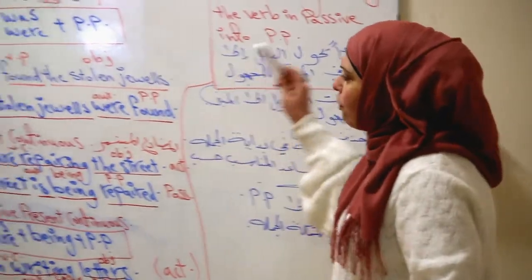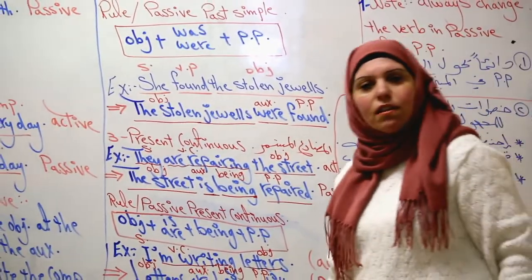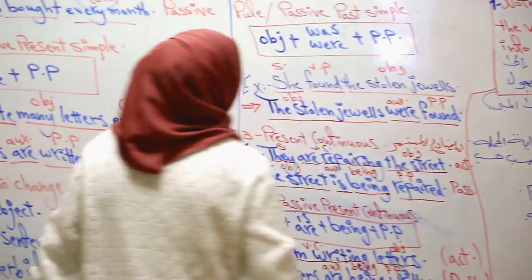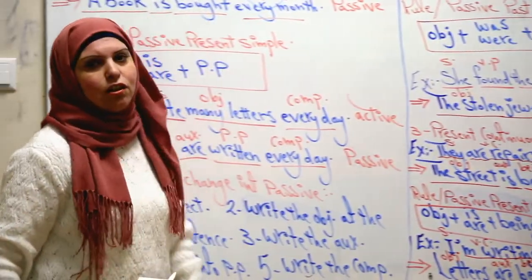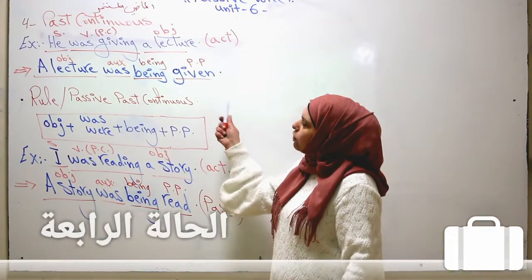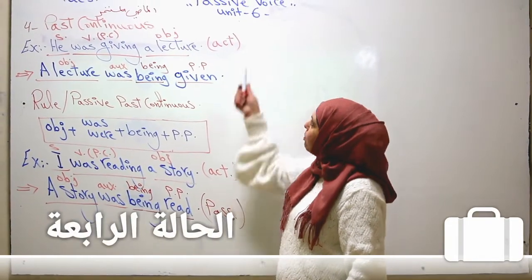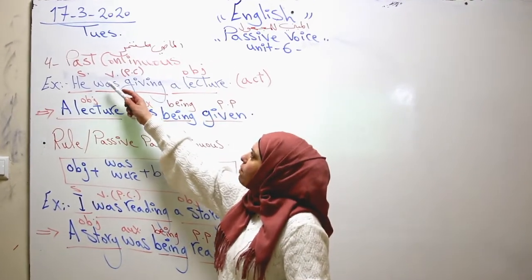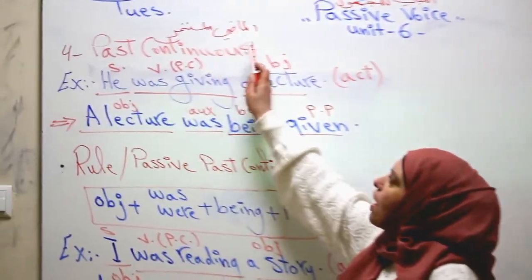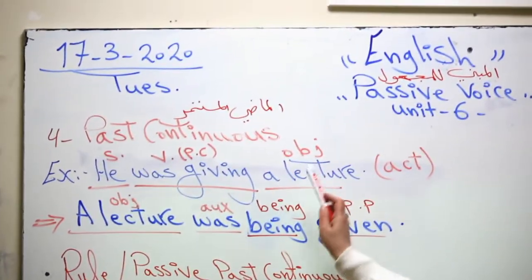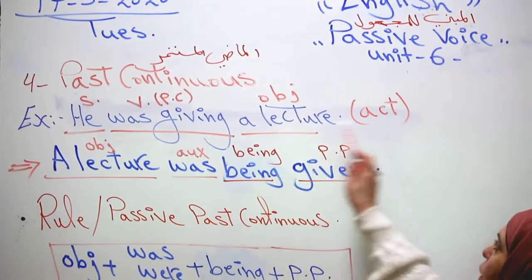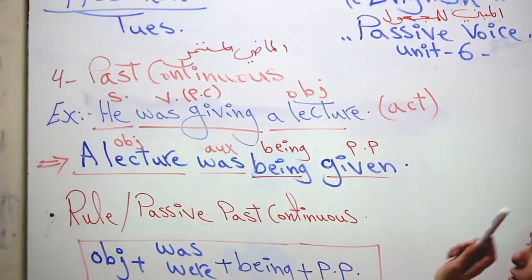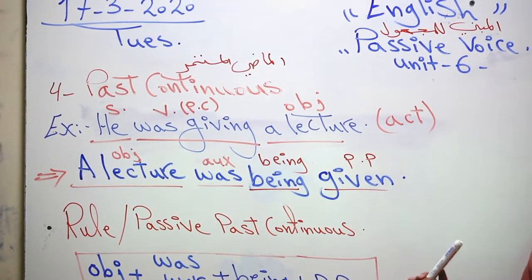Now, number 4, we are going to talk about the past continuous. Now we are going to finish our lesson about the passive voice, which is number 4. We are going to talk about the past continuous. الماضي المستمر. كيفية تحويل الماضي المستمر from active into passive إلى المبني المجهول.